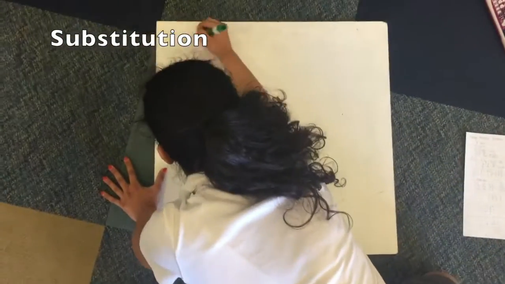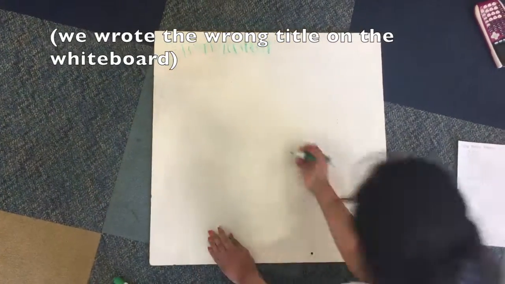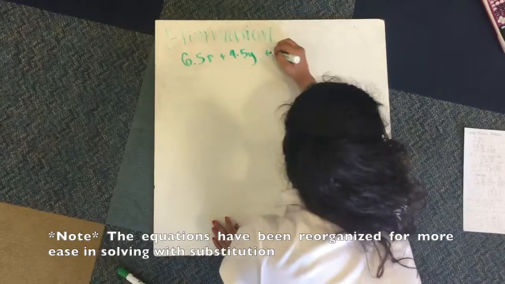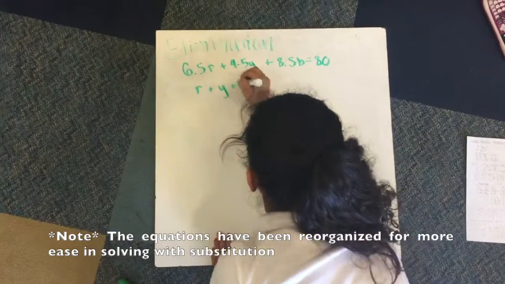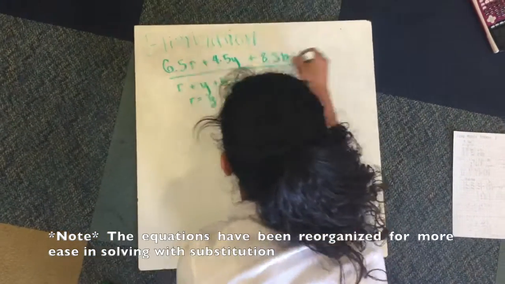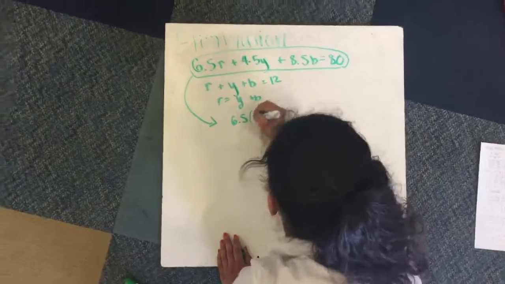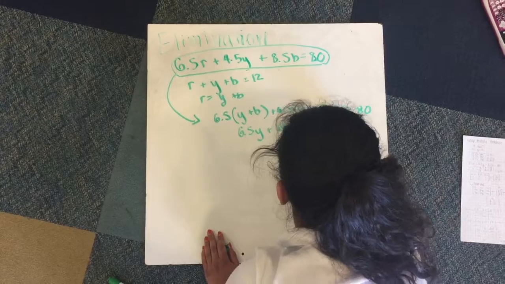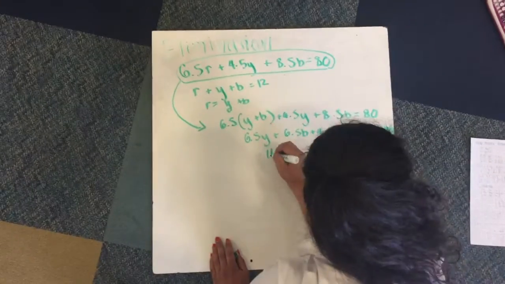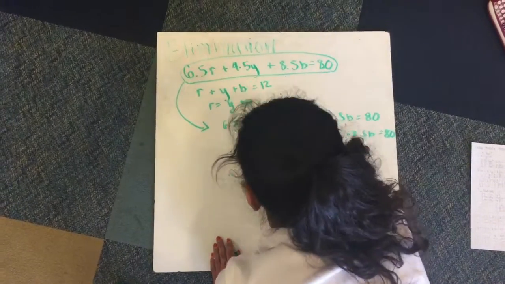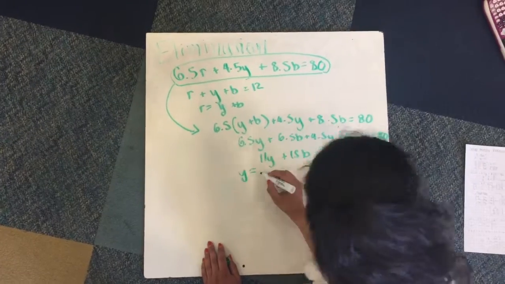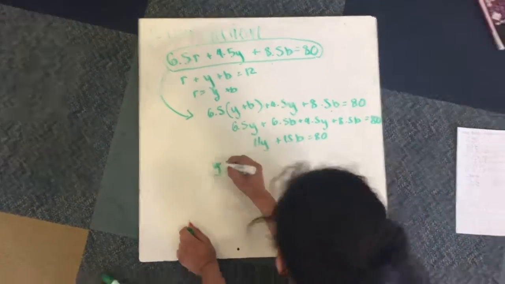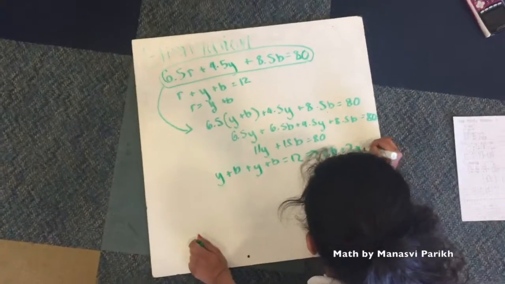Now we're going to move on to substitution. First, we're going to write out a system of equations which have been reorganized a little bit to make the substitution easier. Then we're going to use r equals y plus b and plug that into the other two equations. When we solve for the first equation, we get 11y plus 15b equals 80. Then when we solve for the second equation, we get y is equal to negative b plus 6.